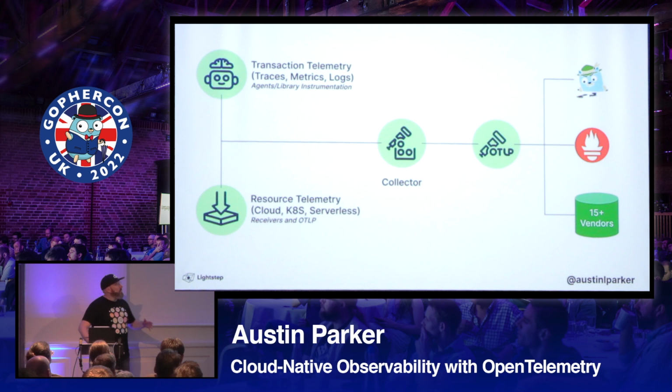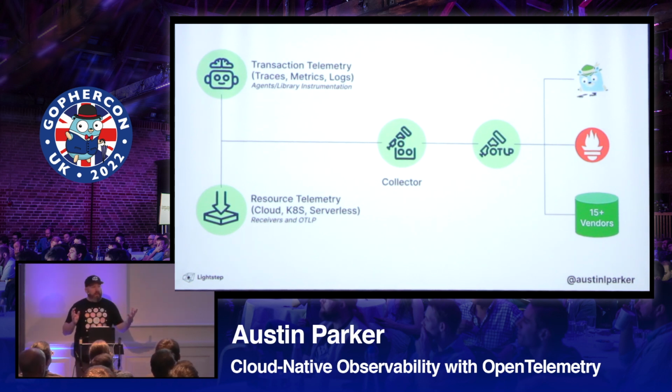All of that stuff goes to a collector, or usually a group of collectors. The collector is a Swiss Army knife, effectively. It lets you take in telemetry from a bunch of different formats, do stuff to it, like redact it or change it to a different format, and then send it on somewhere else.